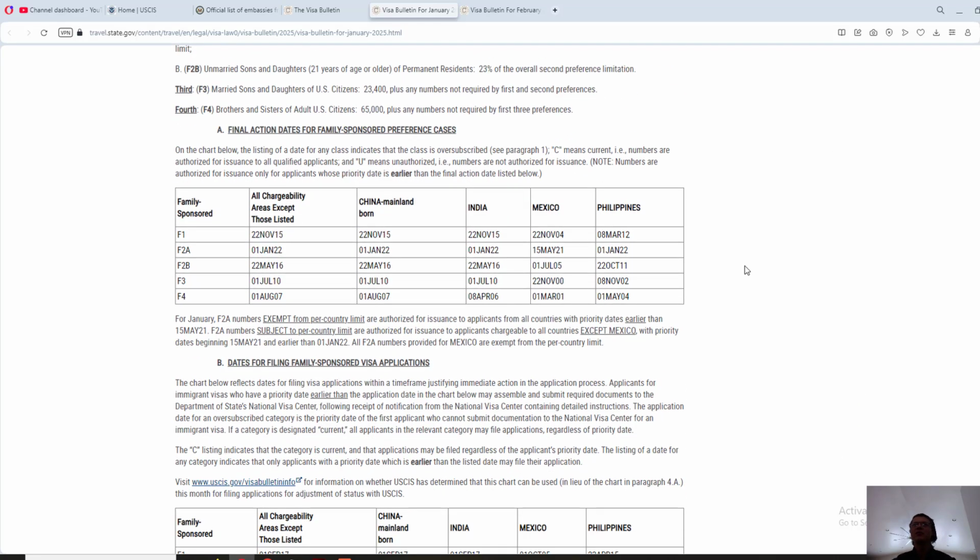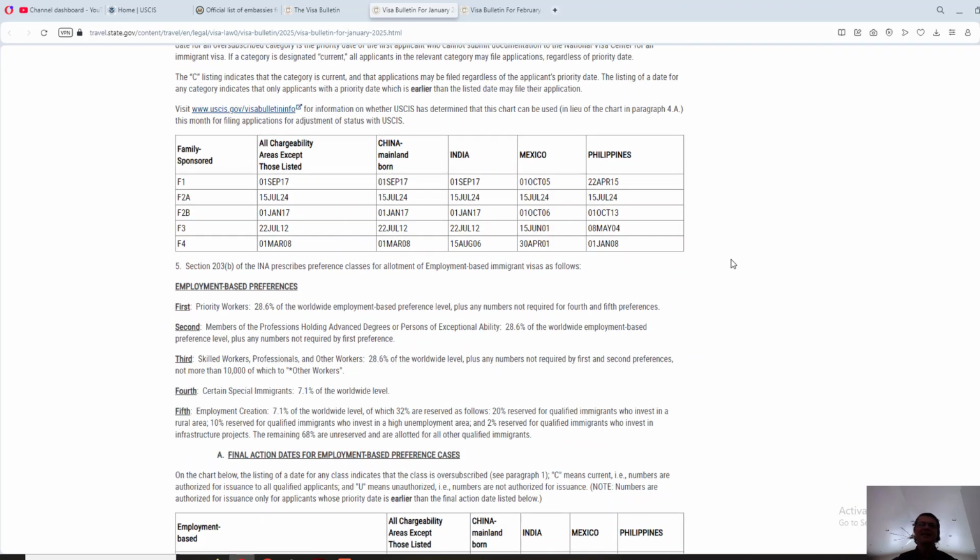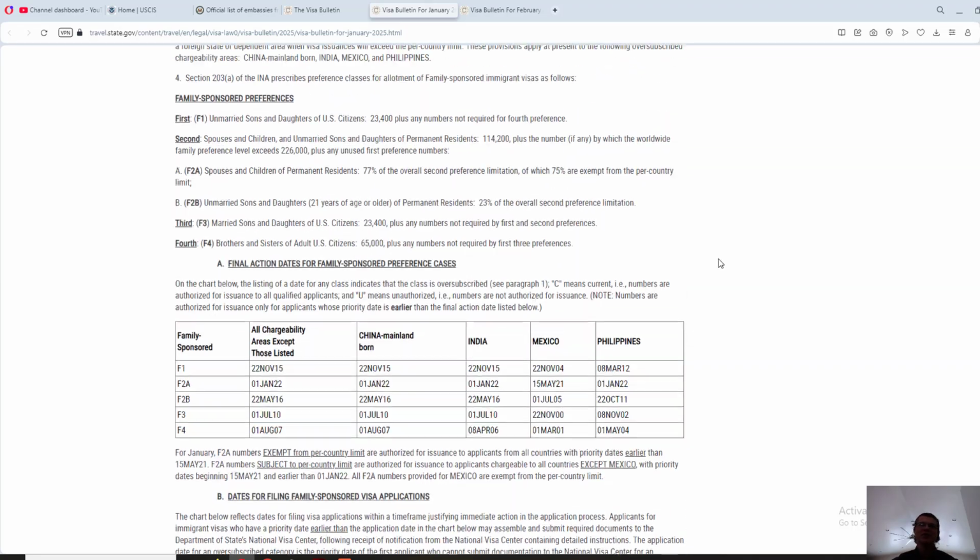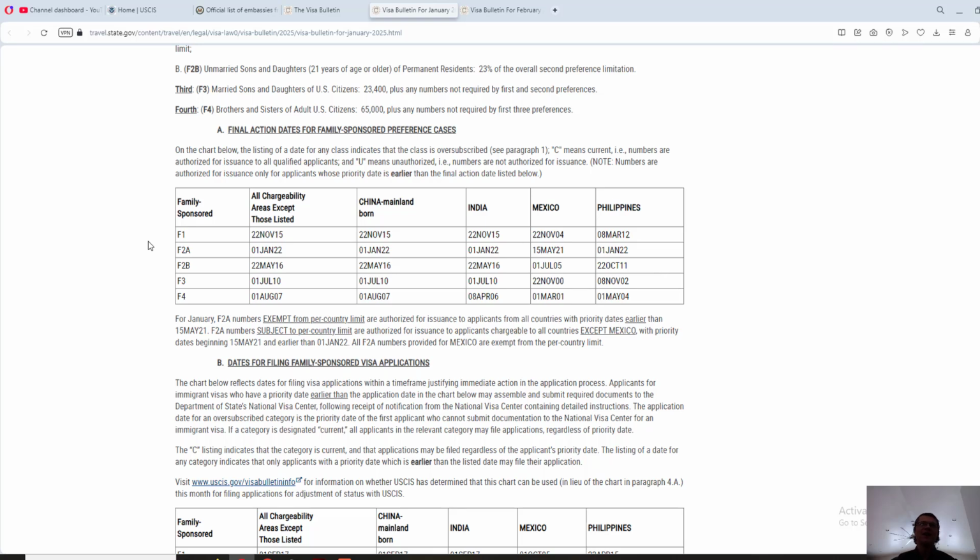On every visa bulletin you will find 2 graphs, and it's the same thing for employment-based categories as well. There's graph A, final action dates, and graph B, dates for filing. Graph A, final action dates, shows when the immigrant visa actually becomes available based on the priority date. So you can see approximately how long the backlog is right now for each given category. Graph B shows when the NVC portal is going to be opening up for documentary qualification.